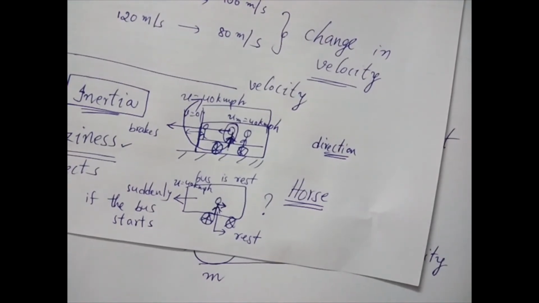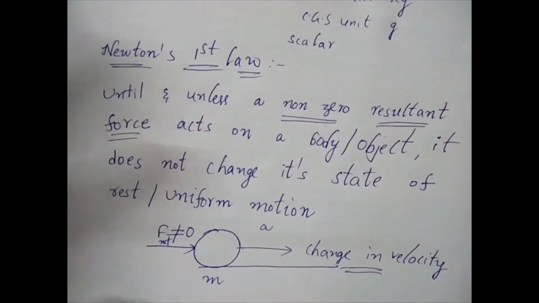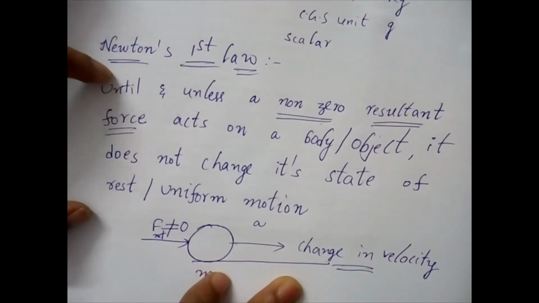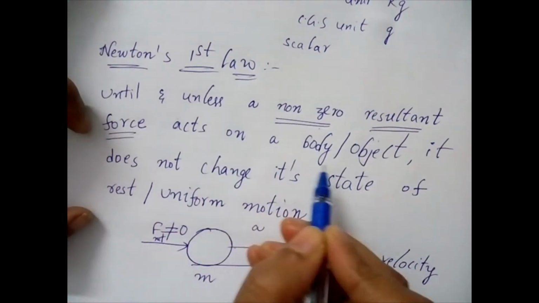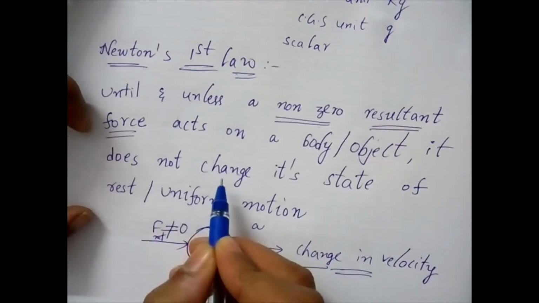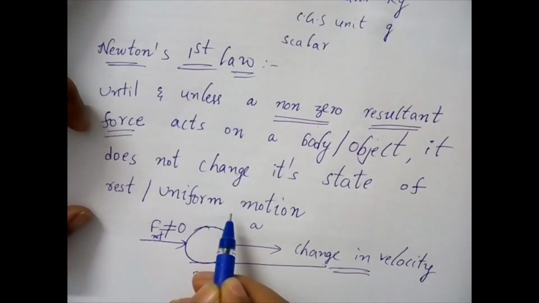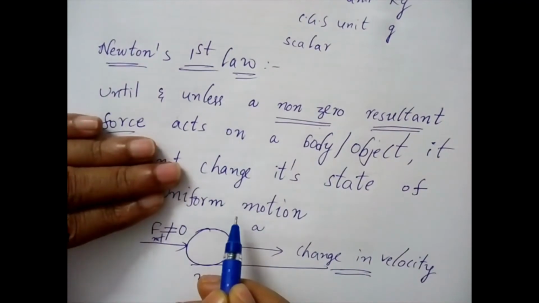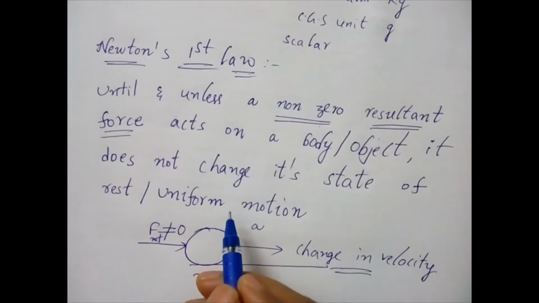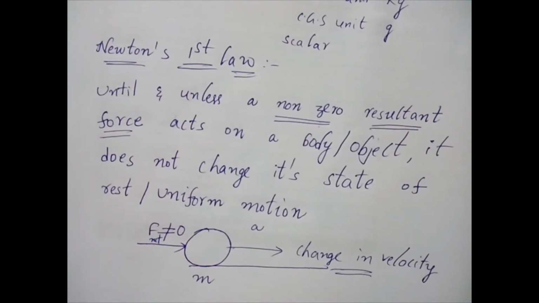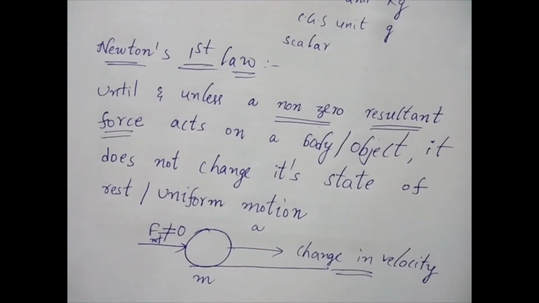So in this, whatever you have learned, you have to learn the statement of the first law. I have just made it simple. Okay, this is also correct. Until and unless a non-zero resultant force acts on a body, the body does not change its state of rest or uniform motion. So this is also correct, and it will be easy also to learn.